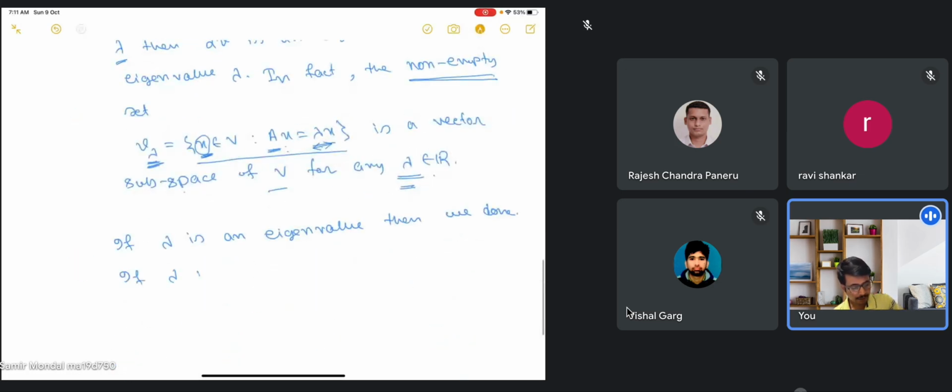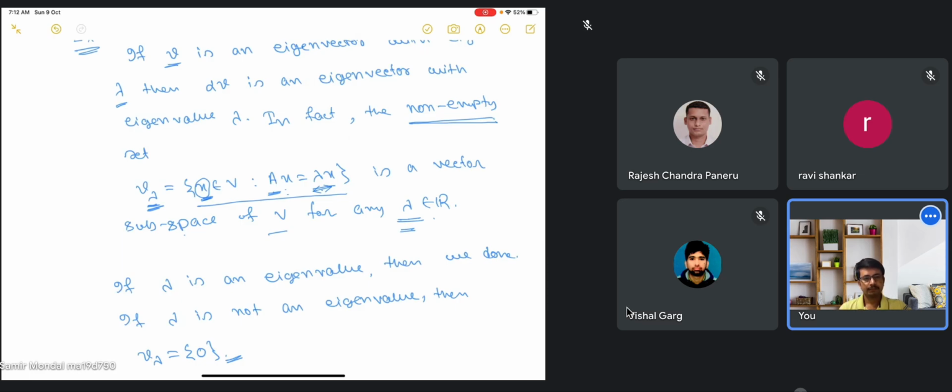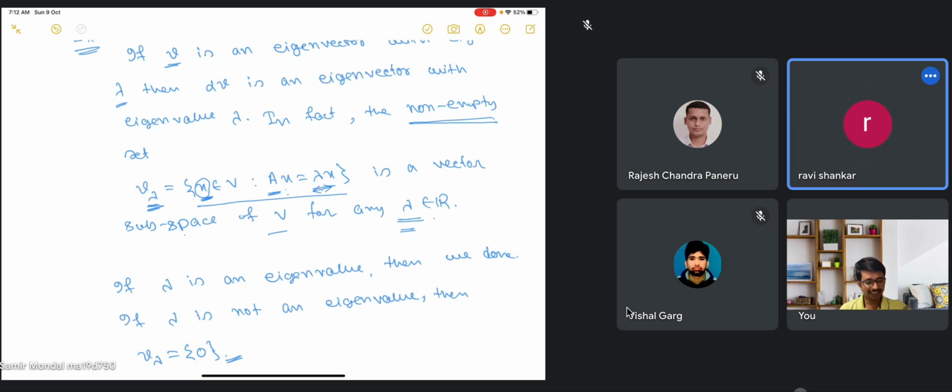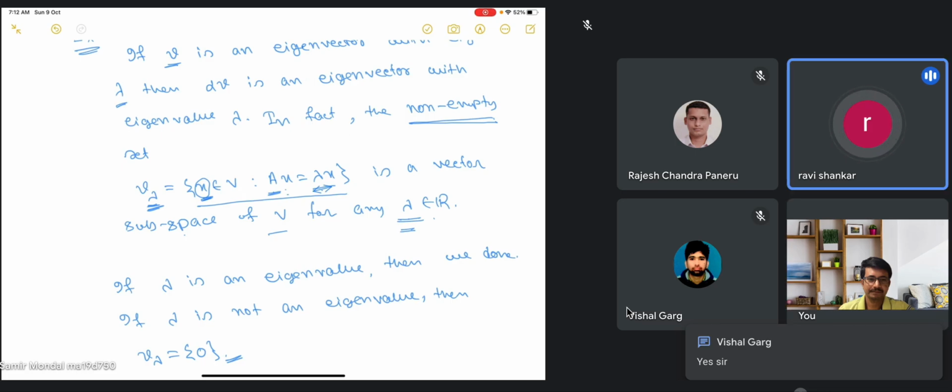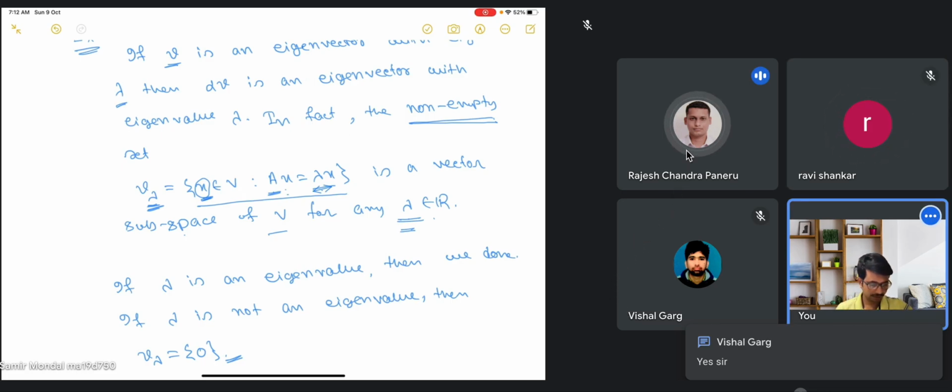If lambda is not an eigenvalue, then V lambda will be only the zero vector. That time also we get a non-empty subspace of V. Is it fine? Please tell me, is it fine or not? Is it fine for everyone? Robi? Yes, sir. Little, what is the confusion? Okay, got it. Rajesh? Yes, sir. Okay, then we are done.